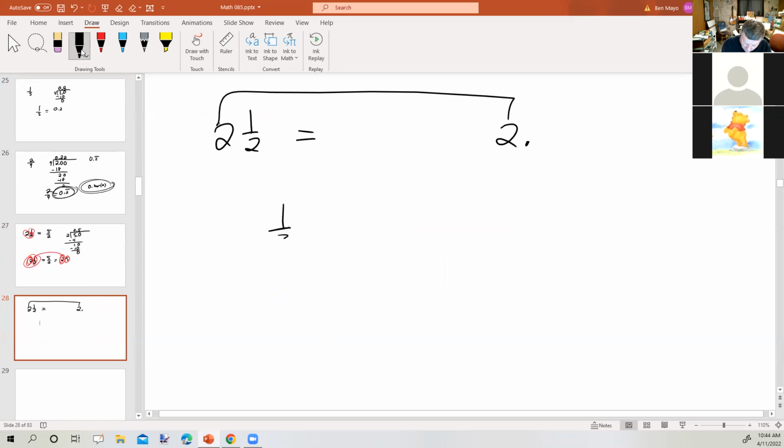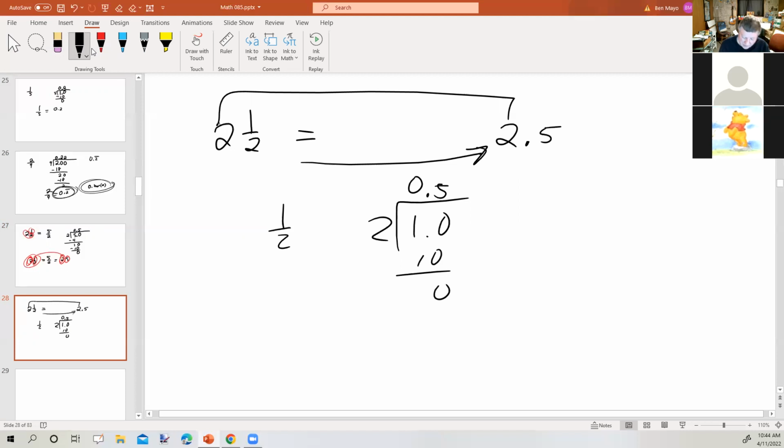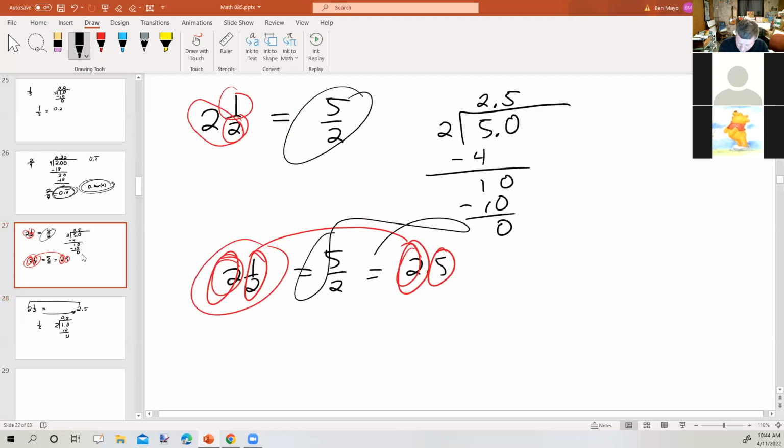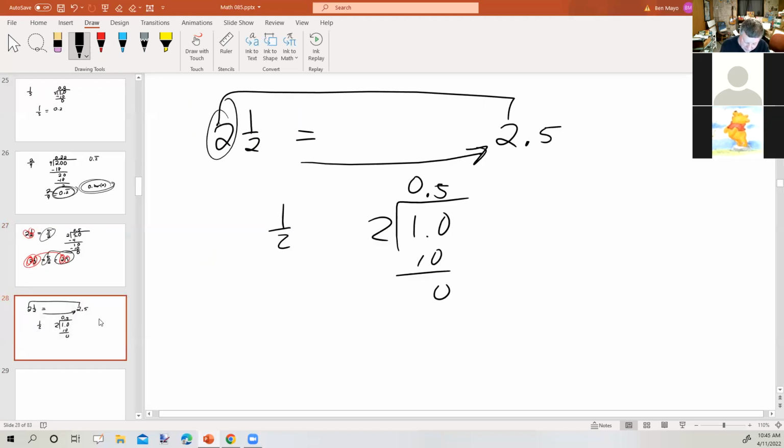So we can just take the 1/2 and say, well, 1 divided by 2 goes in, oh, not 2 times, slow down, goes in 5 times. So we get 2 plus the 0.5 and we get 2.5. So in other words, if you want to change it to an improper fraction and then change it to a decimal, you can. If you've got a mixed number, you can take the whole number part and that will be part of your final answer and just take the fraction part and convert it.